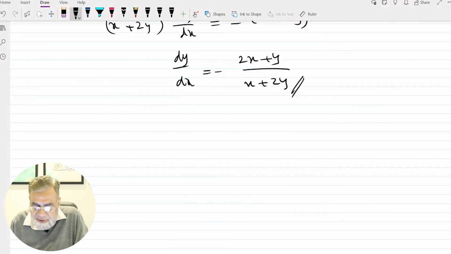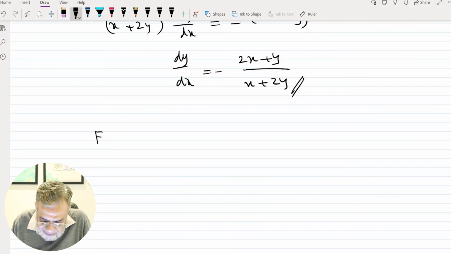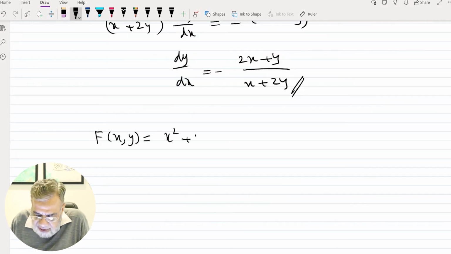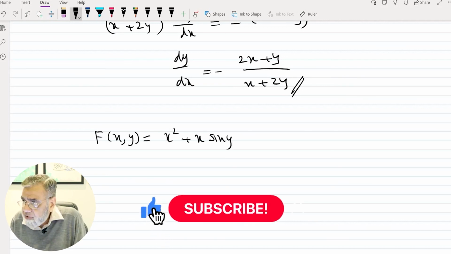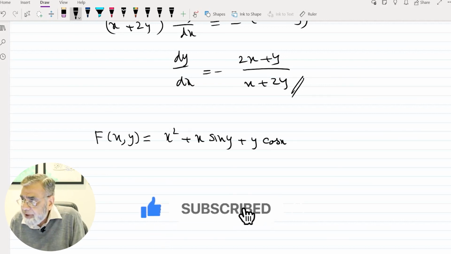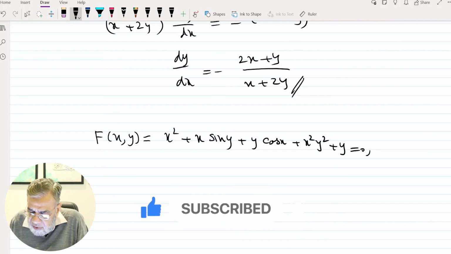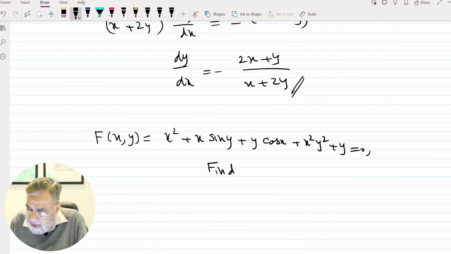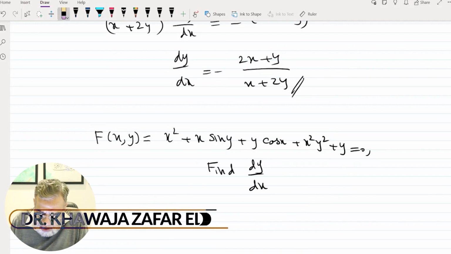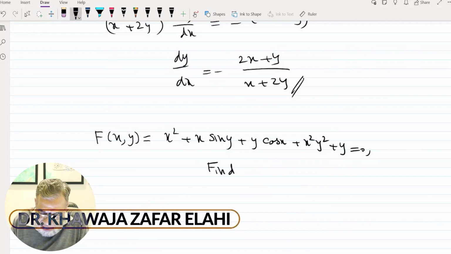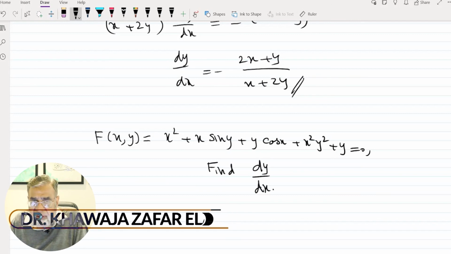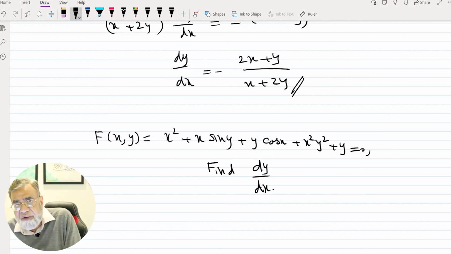Now I take an example. For example, I have the function f(x,y) equal to x square plus x sine y plus y cosine x, then plus x square y square, and then plus y square is equal to 0. I want to find dy by dx. Now I am interested to use the chain rule and the ideas I have generated to solve this problem with partial derivatives instead of this implicit differentiation that I have done before.